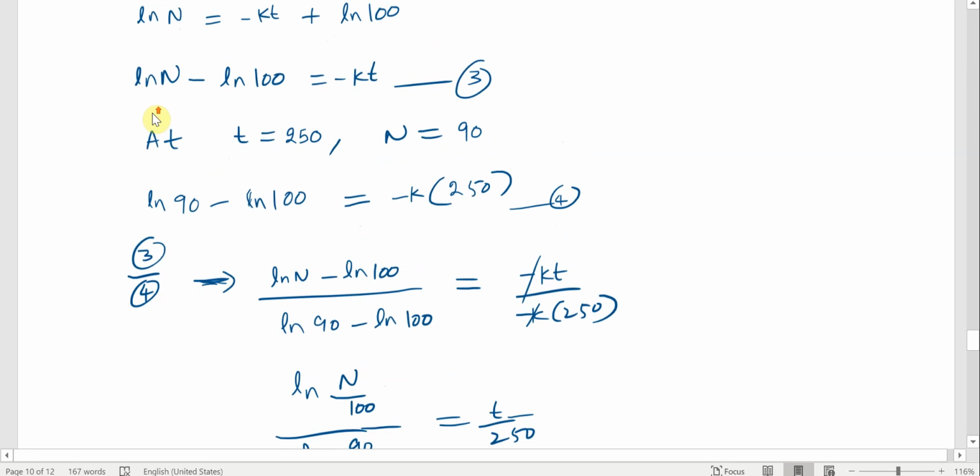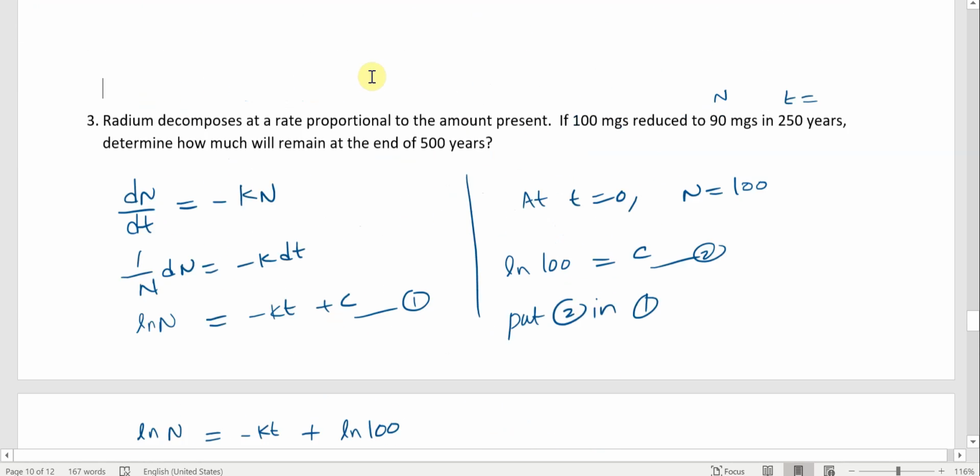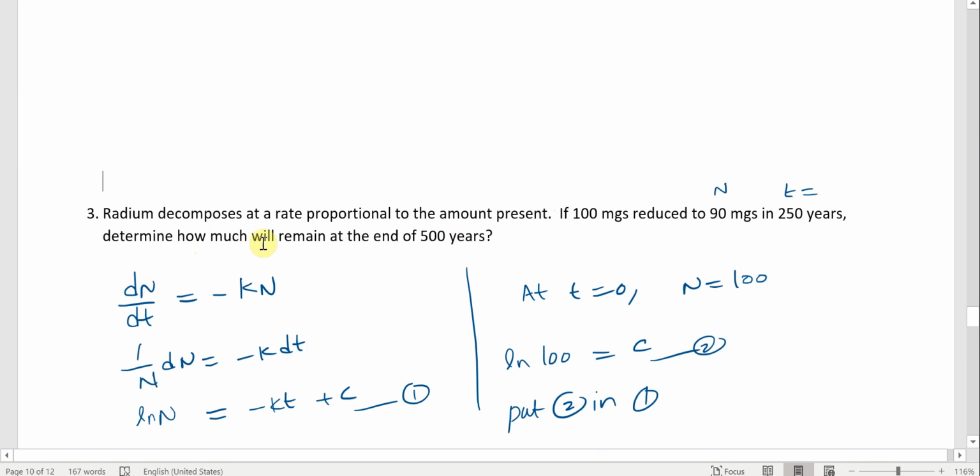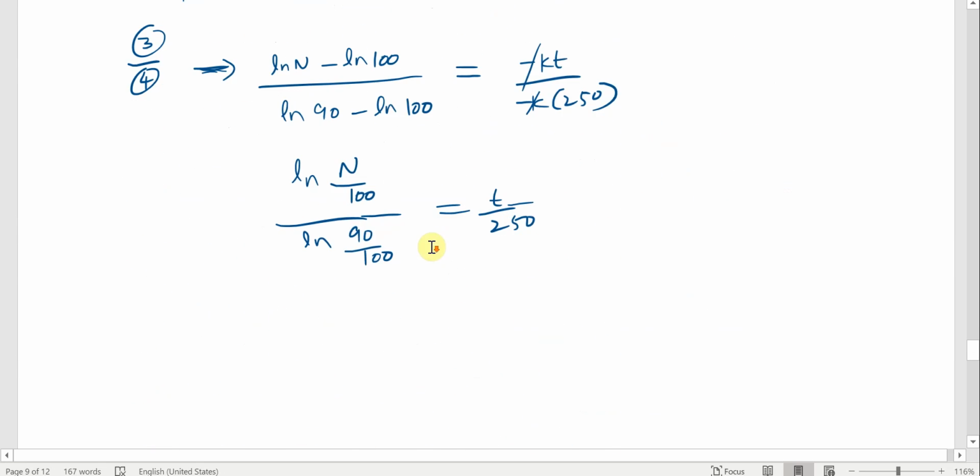Now let us go to the question again. Determine how much will remain at the end of 500 years. So time is given, we need to find n. Time is 500 years.